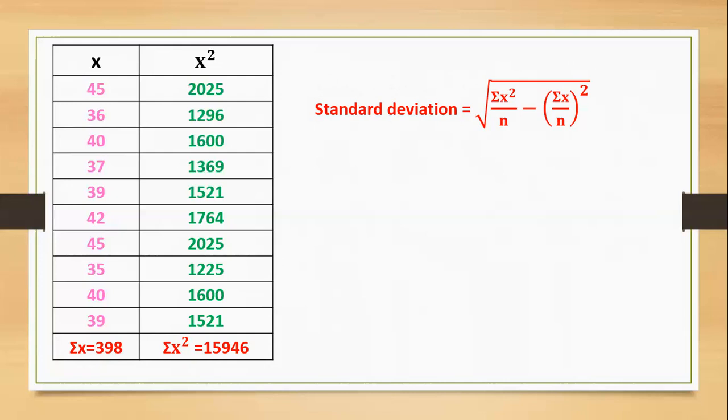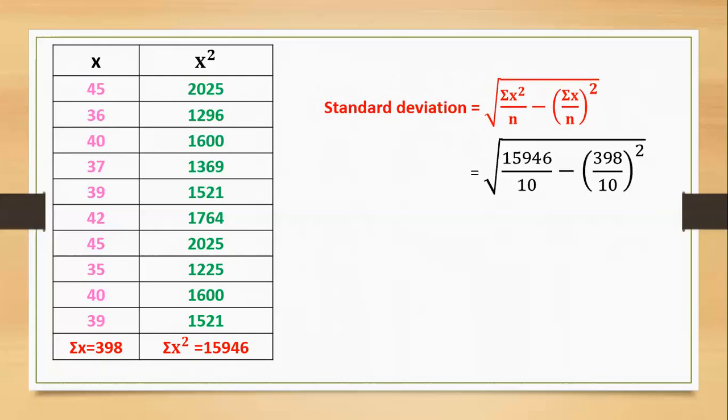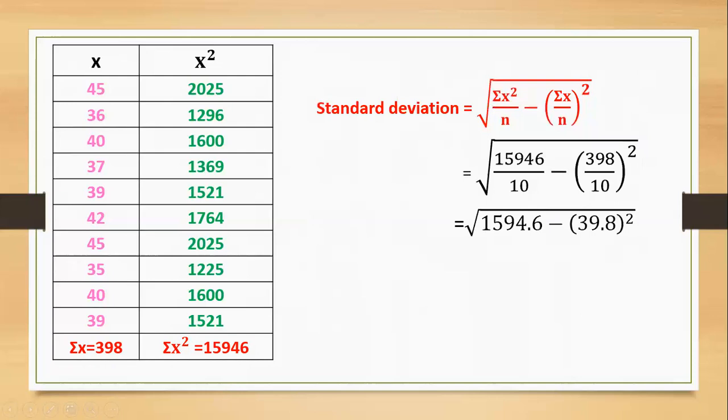Then substitute these values in the formula. So the square root of 15946 divided by 10 minus 398 divided by 10 the whole square. We substitute the x square total and the x total. n equals the number of terms in the given data, so n equals 10. So 15946 divided by 10 equals 1594.6, and 398 divided by 10 equals 39.8.